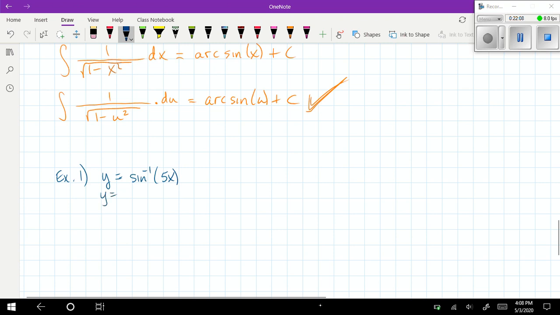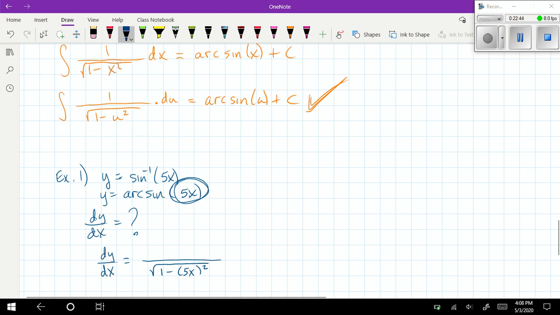All right, so I am going to write this as arc sine of 5x because I like the arc sine notation a whole lot better than I like that -1 exponent thing. Alrighty, I want dy dx. That's my question. What is dy dx? It should be kind of simple. Take the derivative with respect to x, and that is going to give you a fraction with the big square root. I like to write my denominator first. 1 minus my quantity squared, and my quantity is this angle, so this is my u, 5x, and my du goes on the numerator, which is just 5.